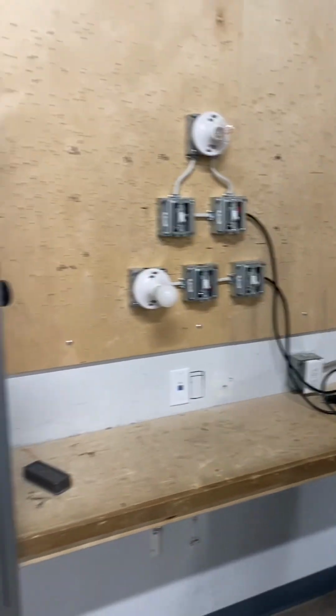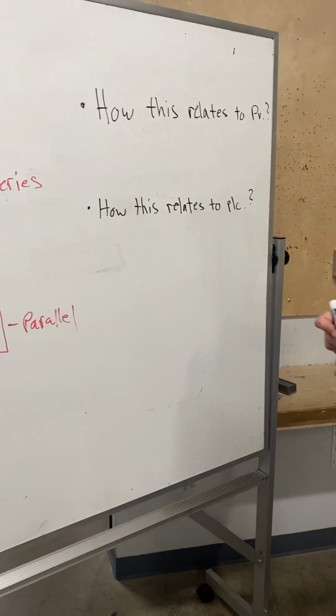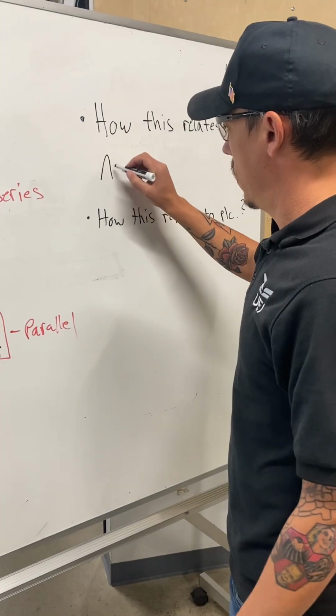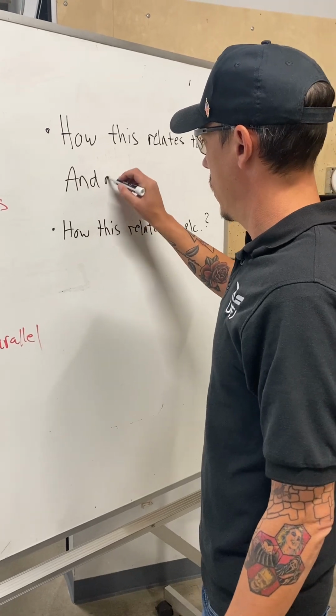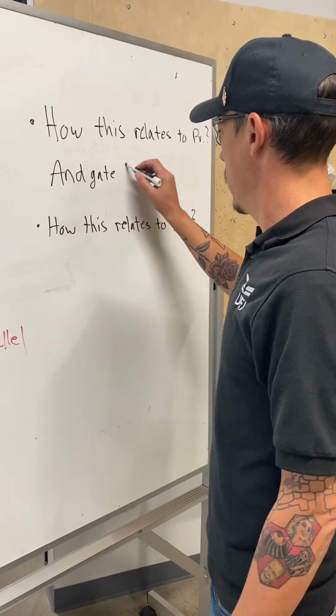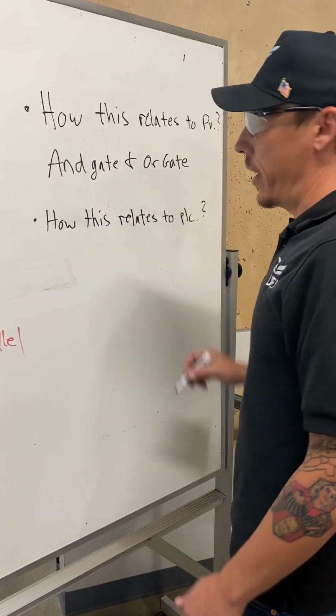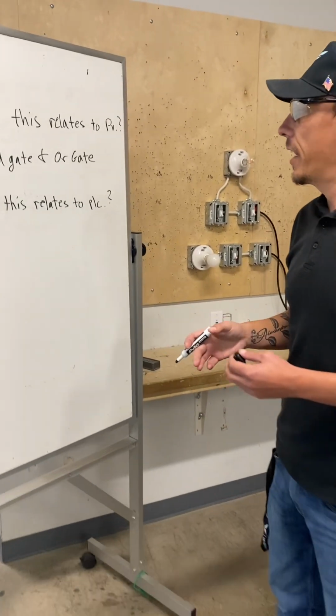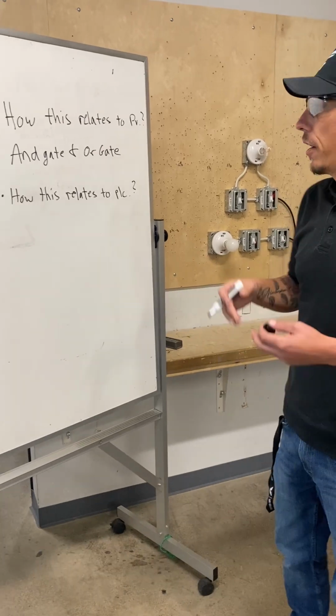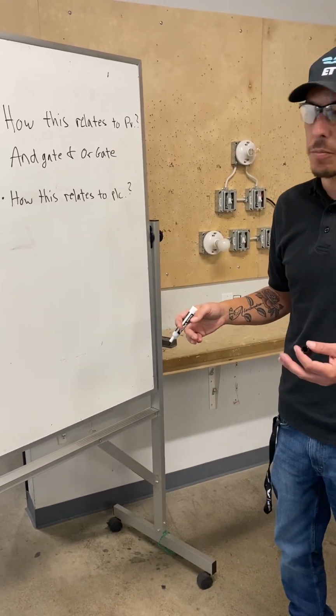Now the question remains, how does this relate to PLC? You might hear from time to time what an AND gate is or an OR gate. They are two different types of gates in PLC programming.